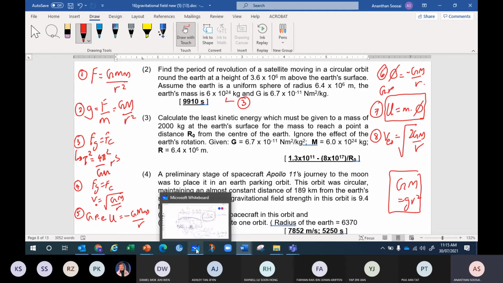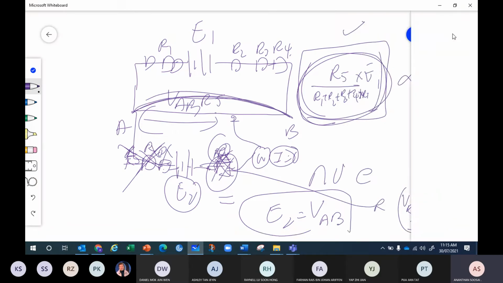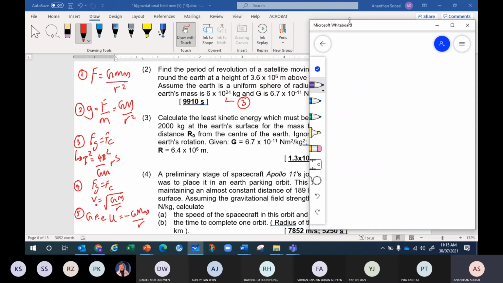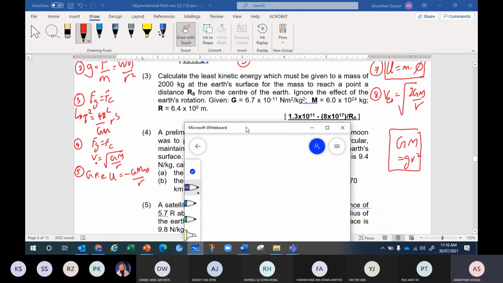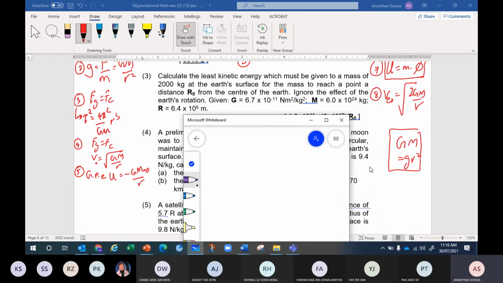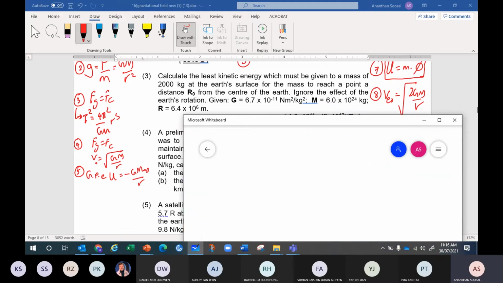Okay, let me open up the whiteboard. Clear this. Okay, maybe I put it here. So what they said is, from the planet, what is the least kinetic energy? You want to throw an object up. What kinetic energy should the body possess so that from the surface, it can reach one particular point, which is r0 away from the center of the Earth.